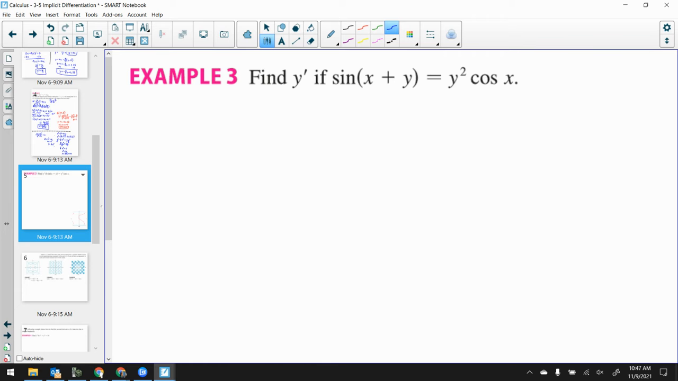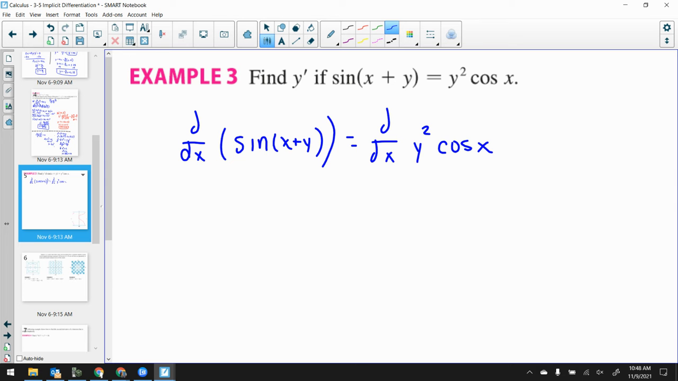In my opinion, this one is easier than the last one. Why do I say that? Because I'm only asking for the derivative. I'm not asking for the full tangent line. I'm not asking any weird questions about where it's going to go horizontal. This is just find y prime. Now, there's some weird things happening in it, but it's still not so bad. Okay, so I'm going to find d over dx of sine of x plus y, and find d over dx of y squared cosine x.